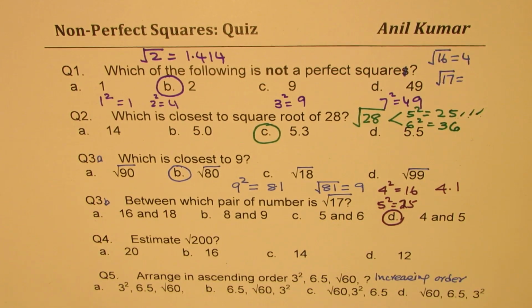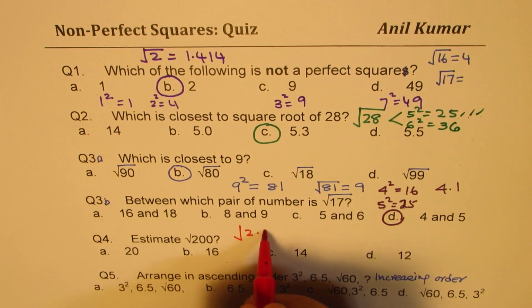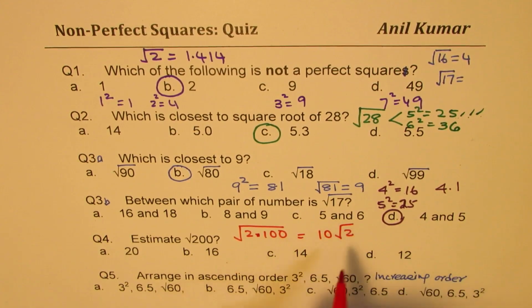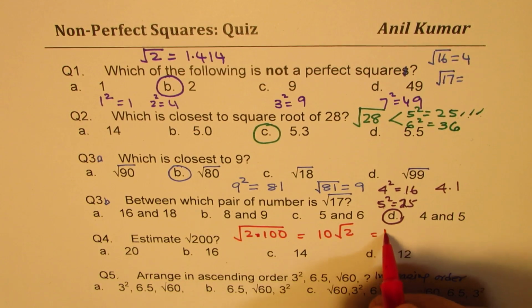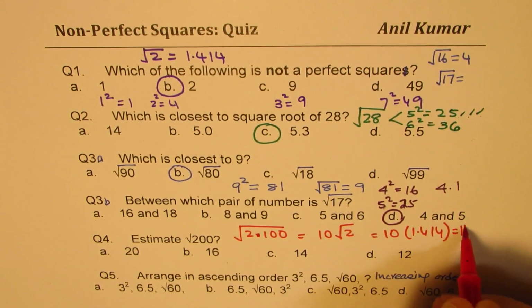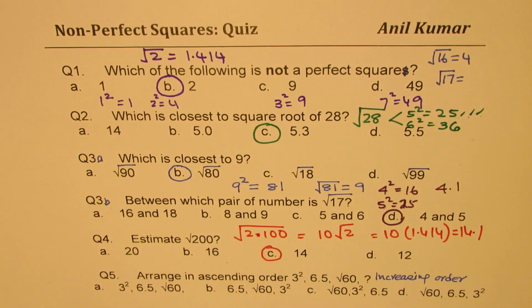Question number 4. Estimate square root of 200. So 200 could be written as 2 times 100, right? So square root of 100 is 10, times square root 2. Square root 2 is 1.414. So it is equal to 10 times 1.414, which is equal to 14.1. So the answer is 14. So that is closest to square root of 200.